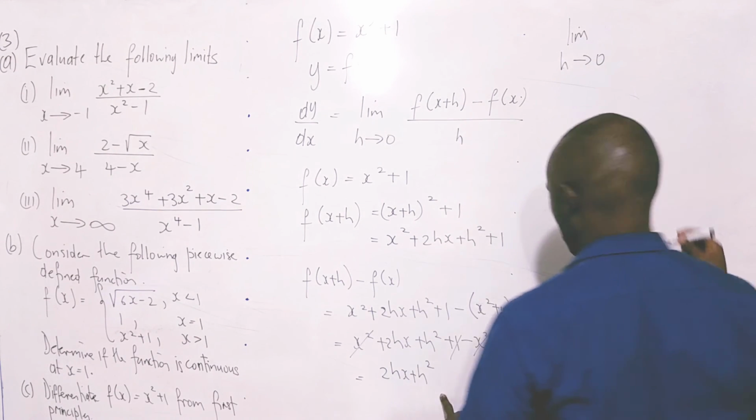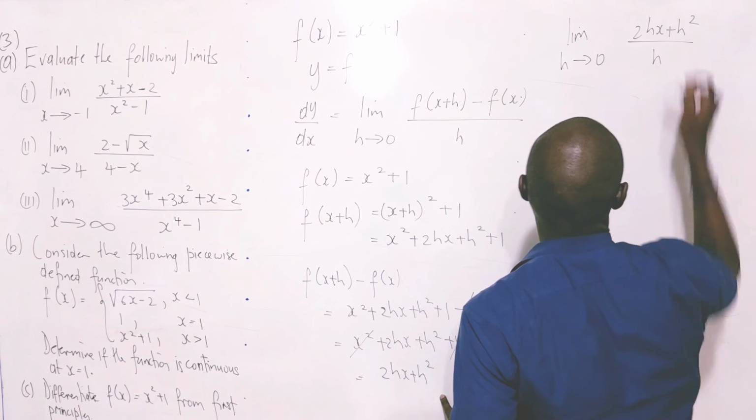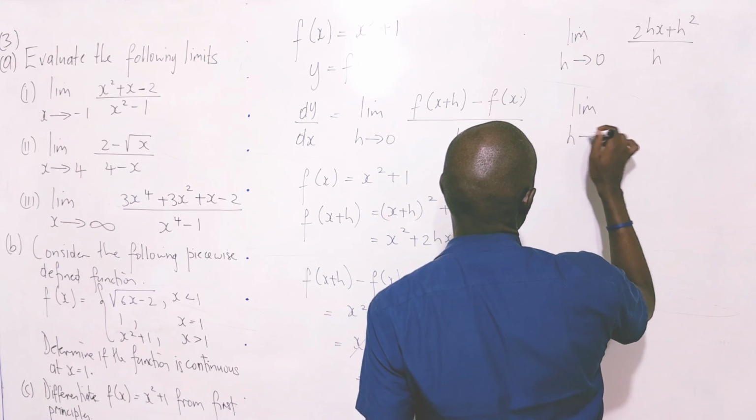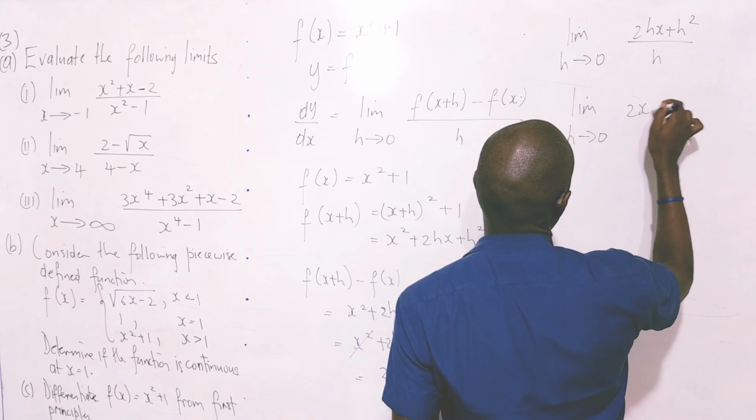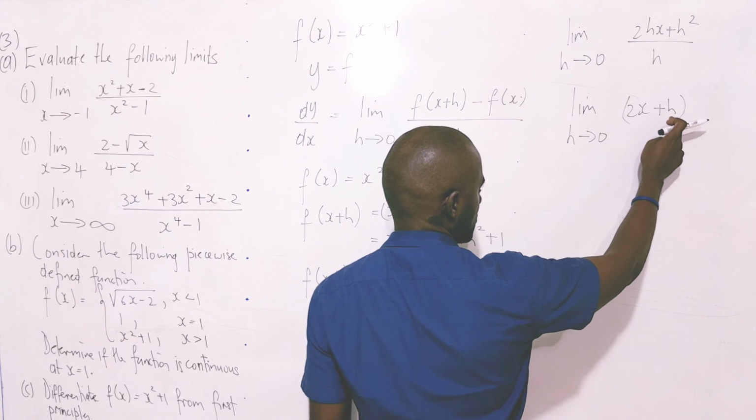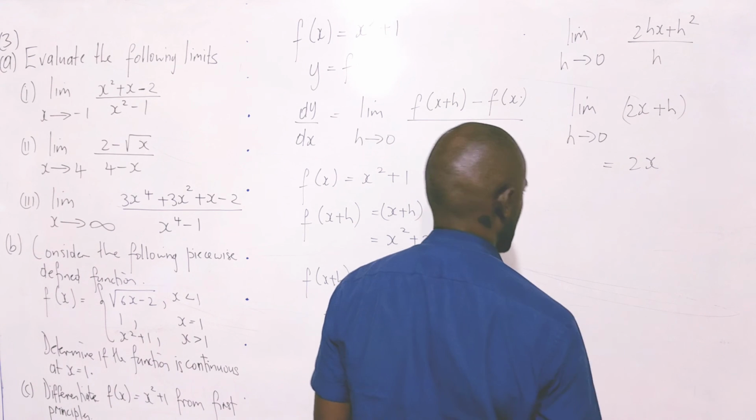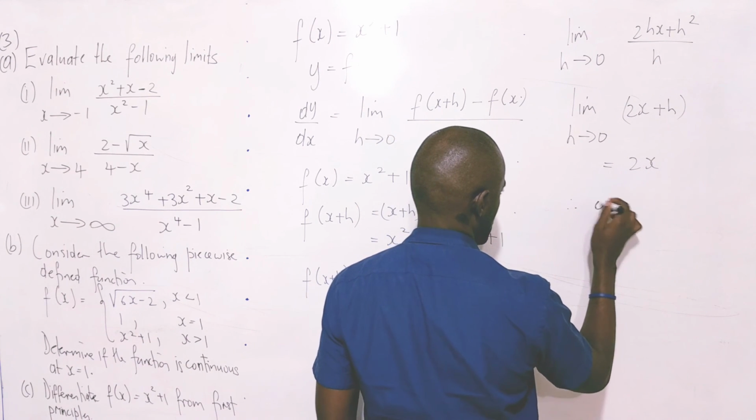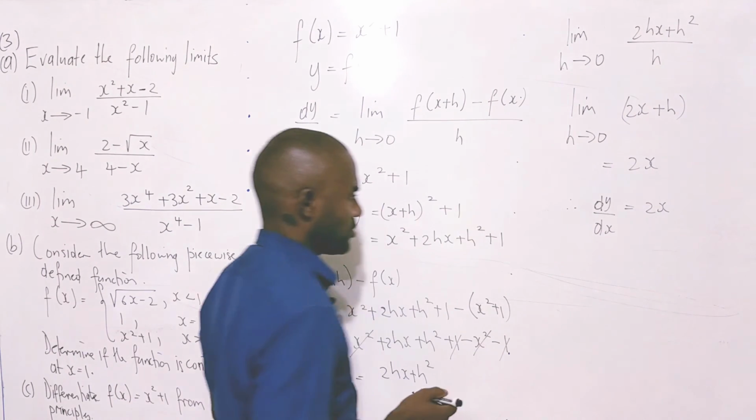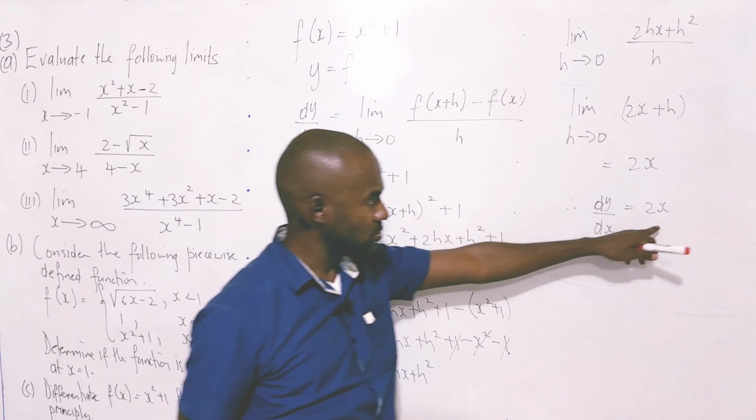And so this becomes the limit as h approaches 0 of 2hx plus h squared, all over h. Dividing through by h, we get the limit as h approaches 0 of 2x plus h. And as h approaches 0, this of course approaches 0, so this gives us 2x. And therefore, dy by dx is equal to 2x. So when you differentiate x squared plus 1 from first principles, it is equal to 2x.